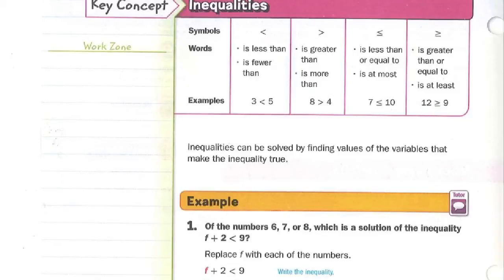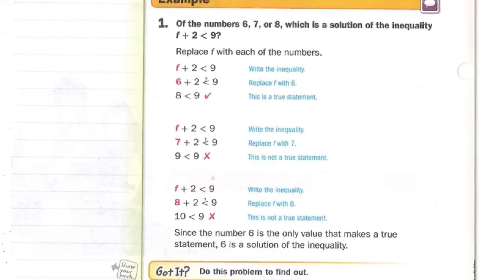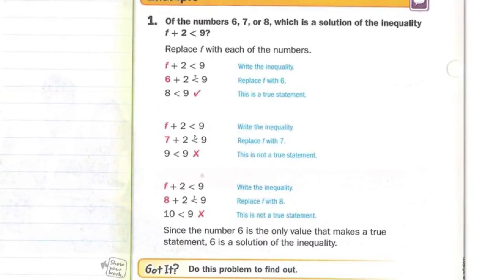Inequalities can be solved by finding values of the variables that make the inequality true. So let's look at a couple examples. Of the numbers 6, 7, or 8, which one is a solution of the inequality f plus 2 is less than 9? So you take f and replace it with each of the numbers and you see what makes it true. If we put a 6 in for f, 6 plus 2 is 8.